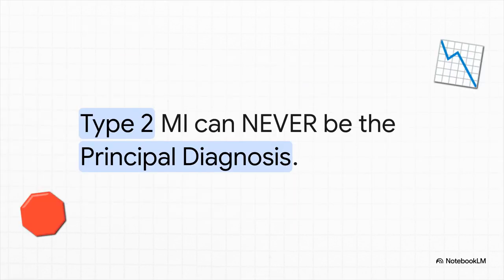But wait, while we are resolving this conflict, we absolutely have to eliminate that elevated troponin from the top spot. According to our strict coding rules, a type 2 demand ischemia, which is just caused by the severe metabolic stress of the sepsis, is fundamentally different from an acute NSTEMI. It can never be the principal diagnosis. It's simply a secondary manifestation of the underlying crisis.